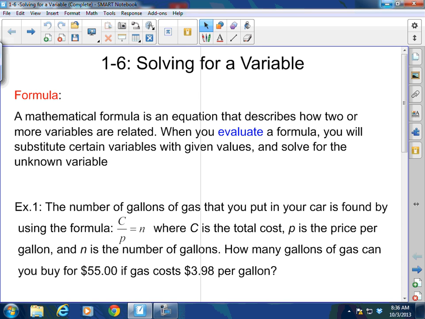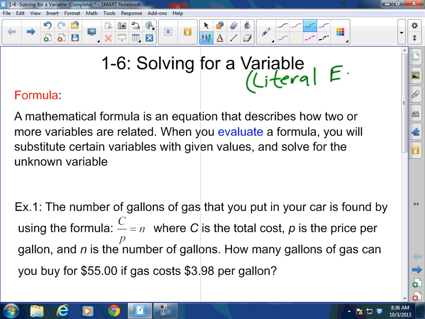Today we're going to be talking about 1-6, solving for a variable. When we're solving for a variable, sometimes you're going to see this called literal equations.